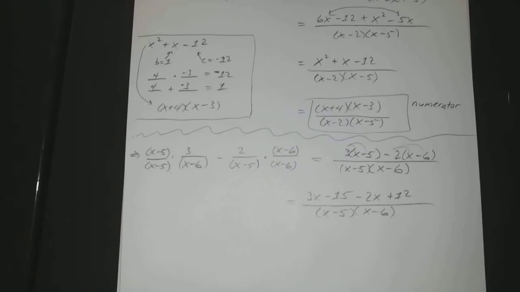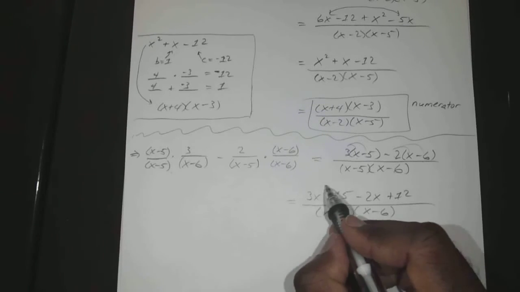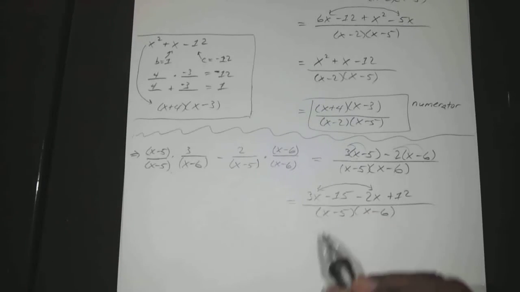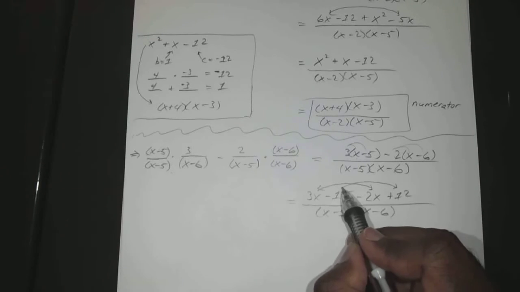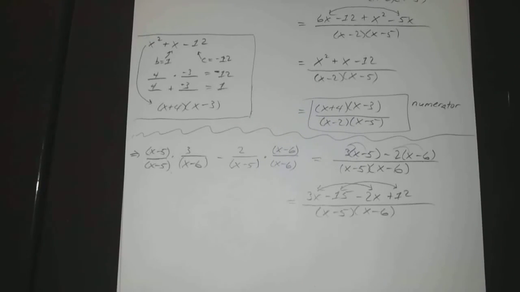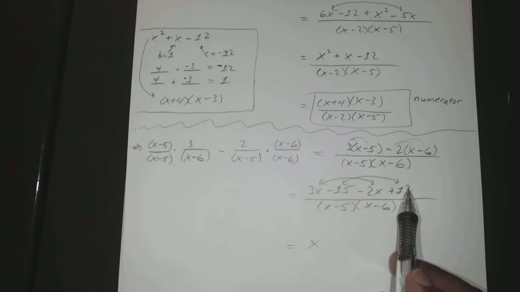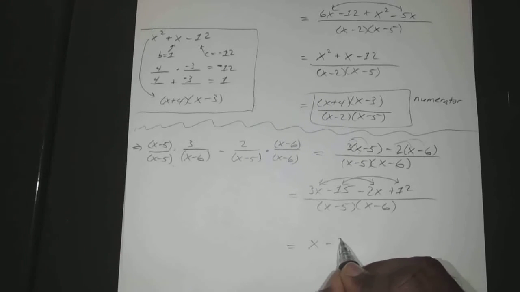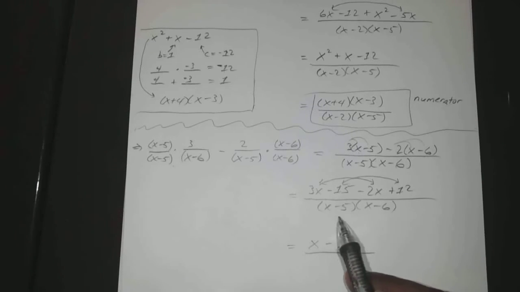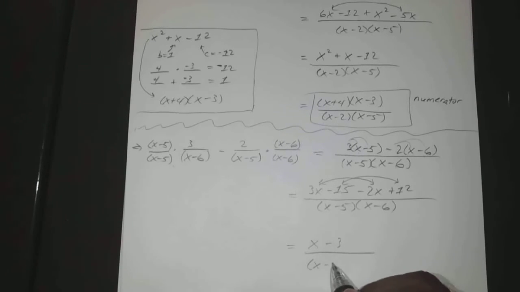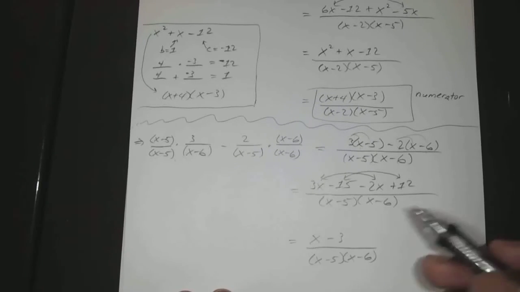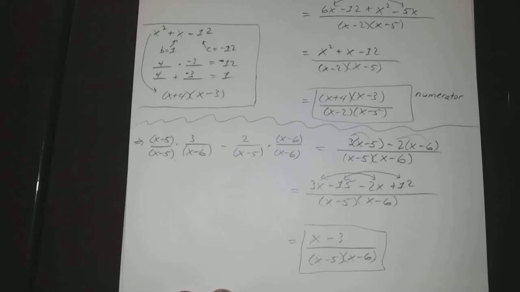So just like before, we go ahead and combine our like terms and everything. So we can combine these two terms, and we can combine those two terms. Okay. So we have 3x minus 2x, which would just give us our x. And negative 15 plus 12 will give us negative 3. All over x minus 5 times x minus 6. Okay. Nothing cancels out, but we leave it factored because this is now our denominator.